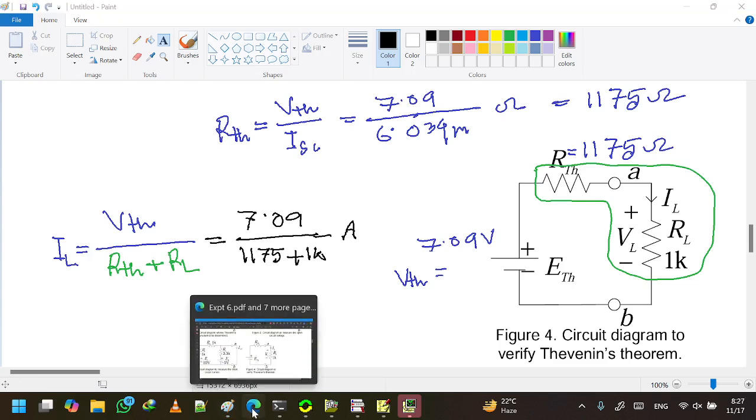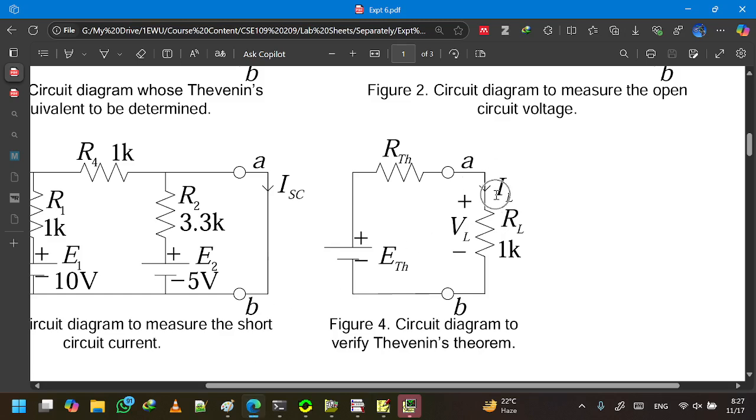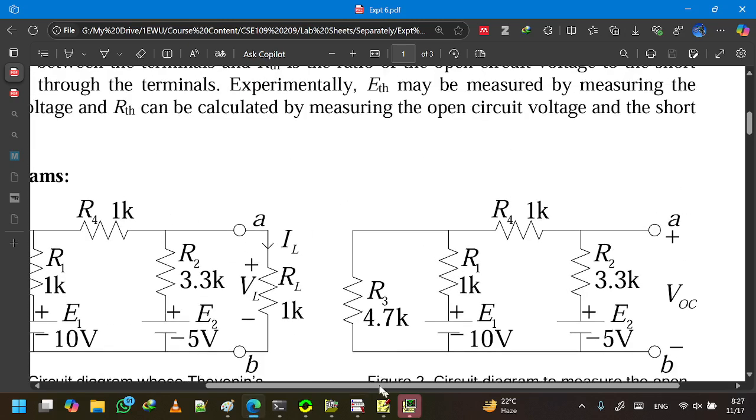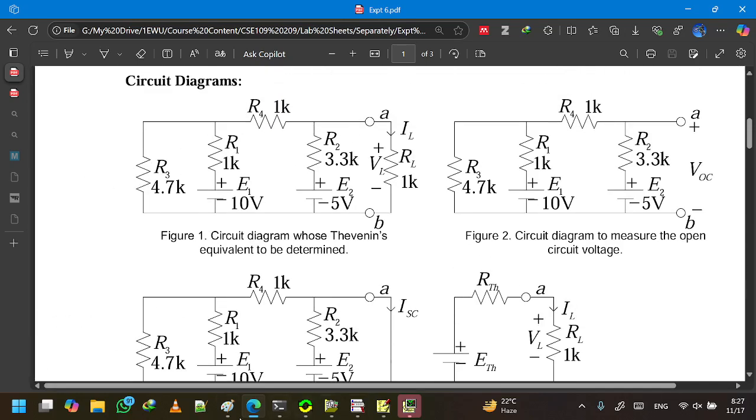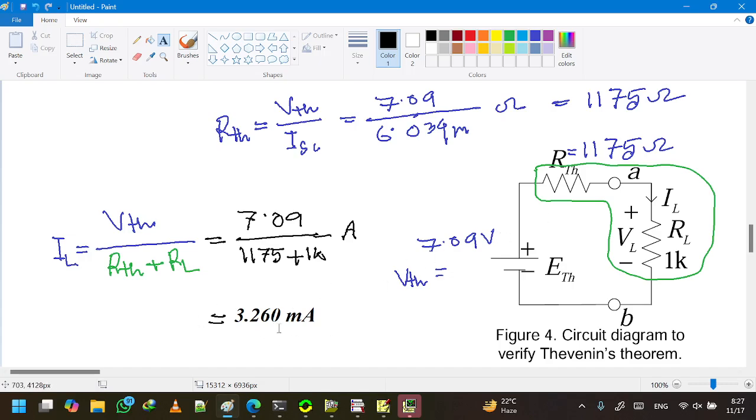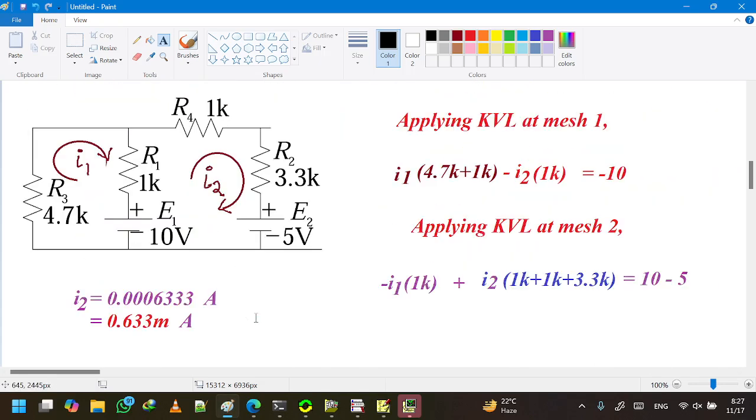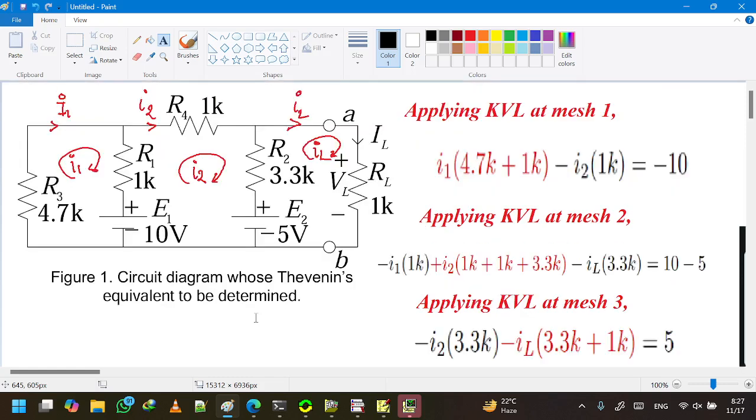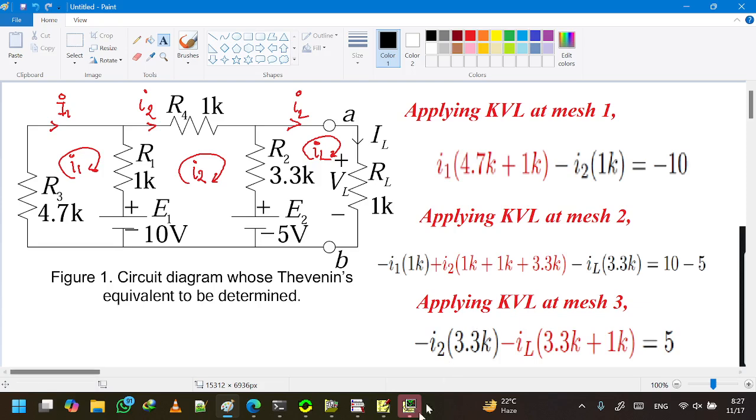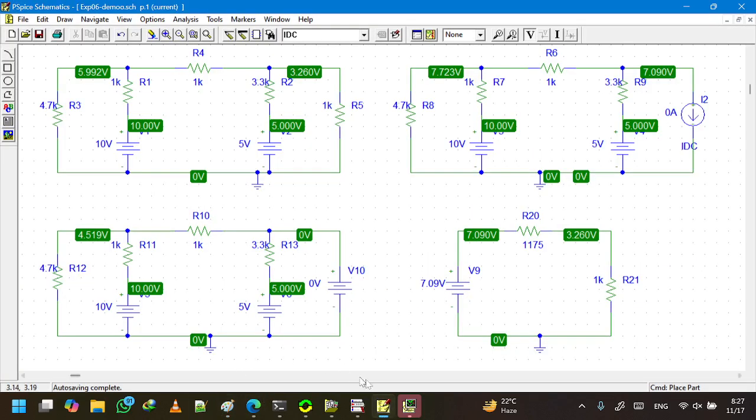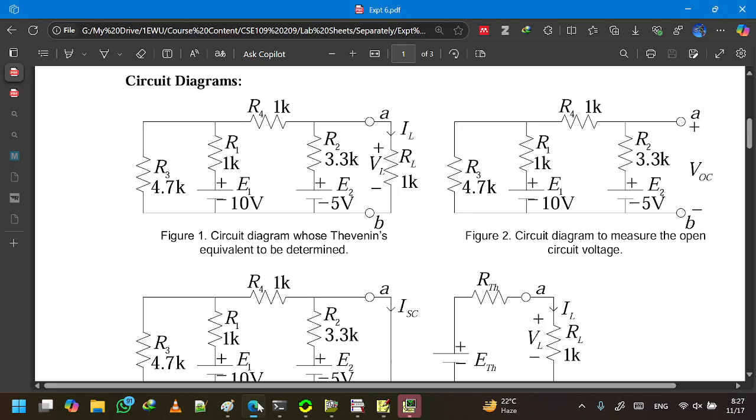In order to make it happen, that means if the Thevenin theorem is true, this IL will match the original circuit's IL. So we see that our Thevenin circuit IL is 3.260. Now let's go back to our original circuit where we calculated the current. It was also 3.260 milliampere. So from this theoretical calculation, from simulations and from the lab setup, it is quite clear that Thevenin theorem is true. I think I have tried to cover everything from the lab to the theory part.